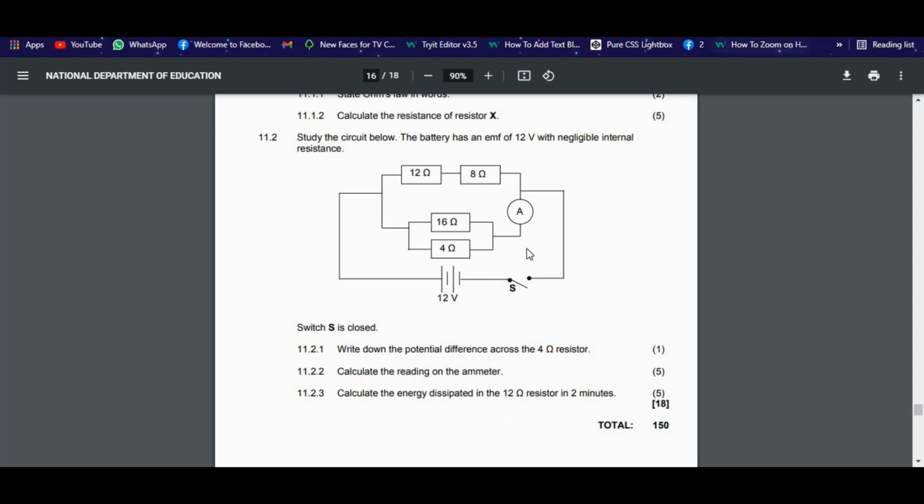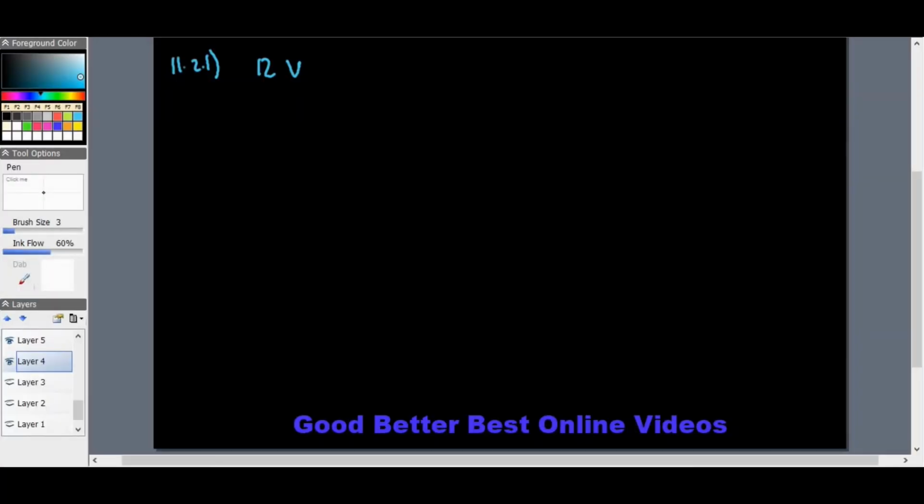Now, the next question is 11.2.2. Calculate the reading on the ammeter. So how are we going to approach this question? We can approach it quite a number of ways, but I'm going to do the one I think makes the most sense. We're going to take the voltage going across the 4 ohm resistor, and try to find the current going through the 4 ohm resistor. Let's take the resistance of the 4 ohm.